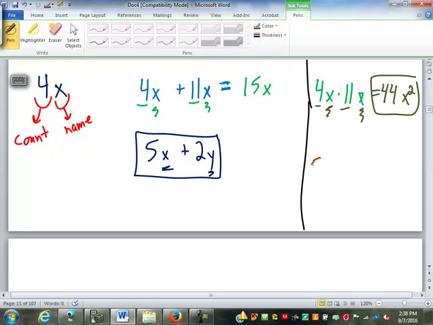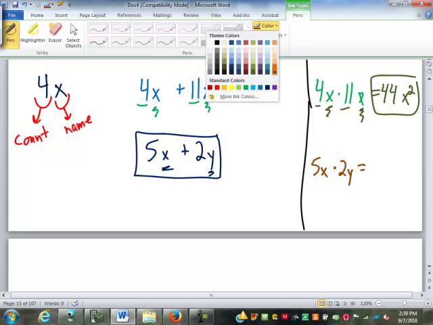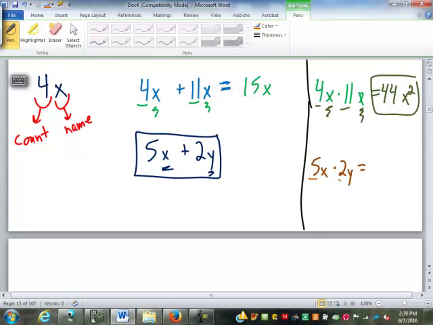For multiplication, if I tried to multiply 5x times 2y, we don't have the same name, but it doesn't matter. When we multiply or divide, we do not need the same name. We multiply the counts. 5 times 2 is 10. Then we multiply the names. Just like feet times pounds became foot pounds, x times y becomes xy.